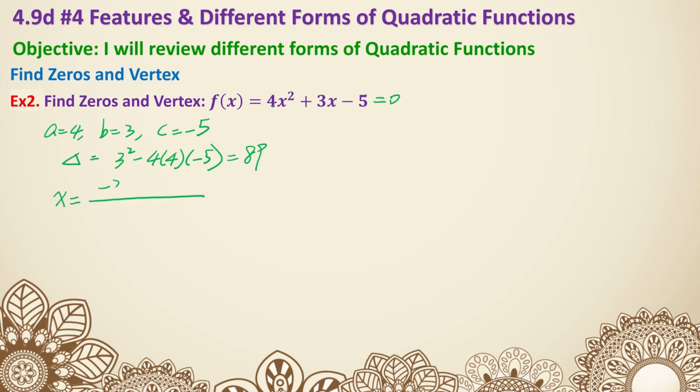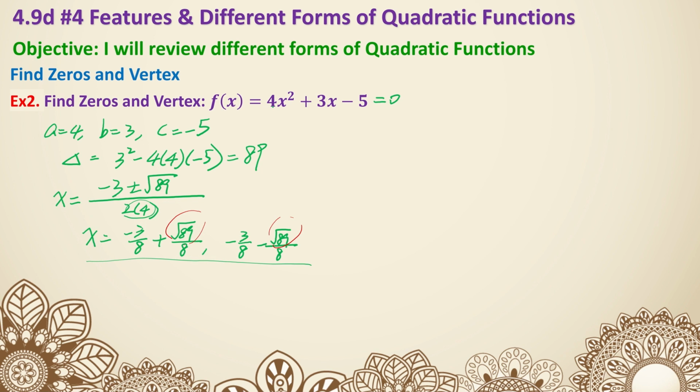Quadratic formula: negative b is negative 3, plus or minus the square root of 89, all over 2a. 2a is 2 times 4, well, that's actually an 8 on the bottom. So the two zeros are negative 3 over 8 plus square root of 89 over 8, or the other one is negative 3 over 8 minus square root of 89 over 8. They are both real numbers, even though you have a radical. That just means they're irrational, but they're still real numbers, so they're still the real zeros.